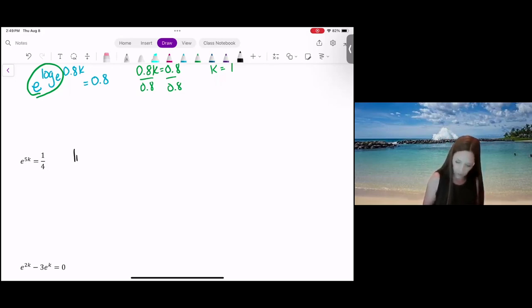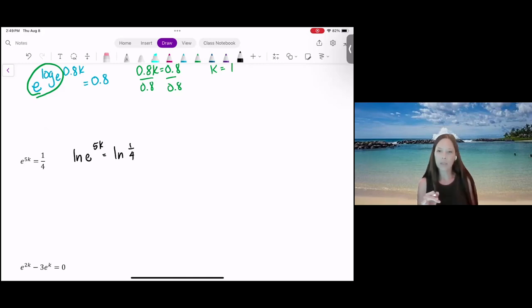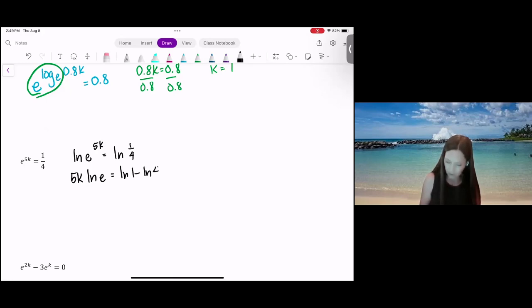That means I have natural log of e to the 5k equals natural log of 1/4. I'm going to do a few things here. Remember that the exponent becomes the coefficient. I'm going to rewrite that as 5k natural log of e is equal to natural log 1 minus natural log 4. And there's a reason that I did this. That is because I know that the natural log of 1 is actually a special value.